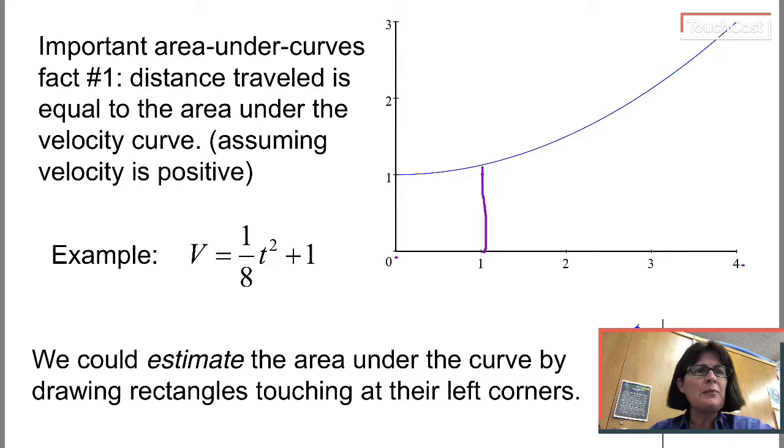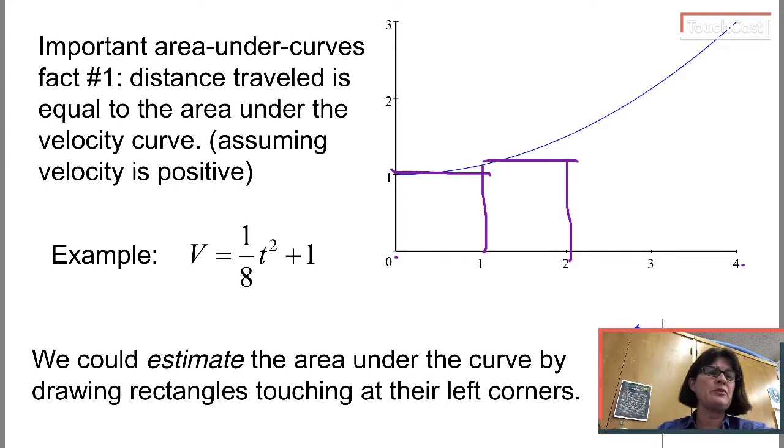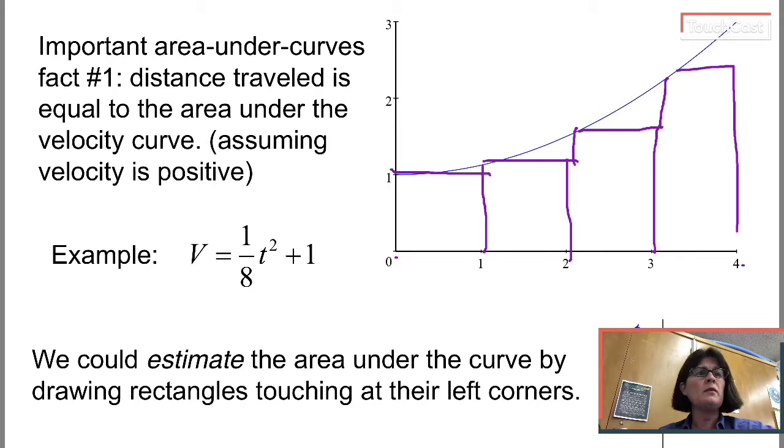Imagine breaking this up into rectangles. The rectangles are not going to fit perfectly because I don't have linear tops here. But if I just wanted to start by making an approximation, I might pretend for a second that I could draw in rectangles. I'm going to find the areas of those rectangles and add them up. That will give me an approximation of the area under this curve between 0 and 4. So that's exactly what we're going to do.